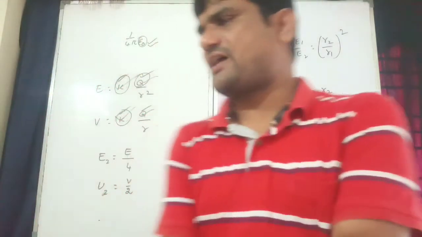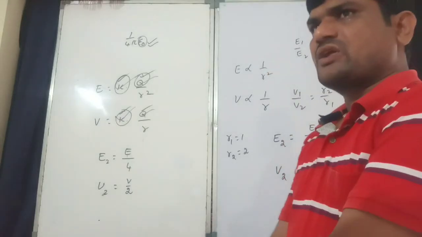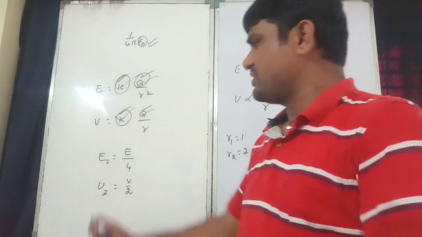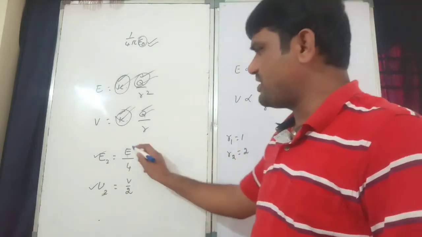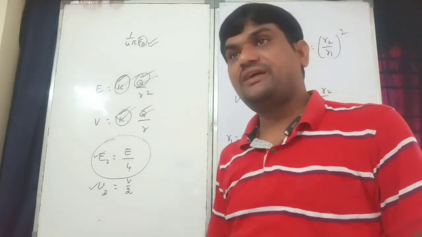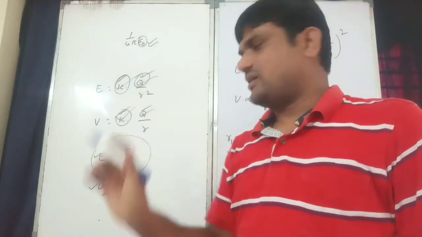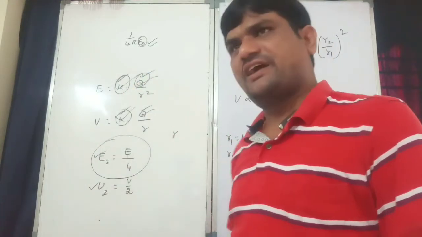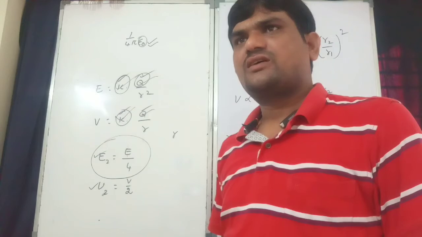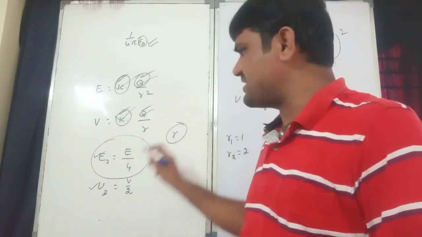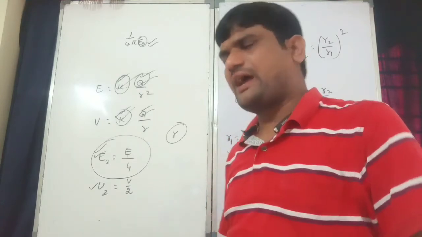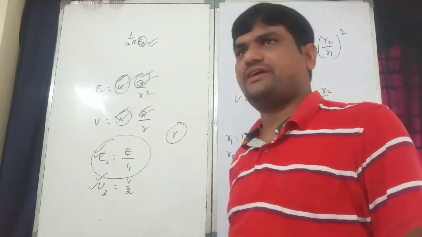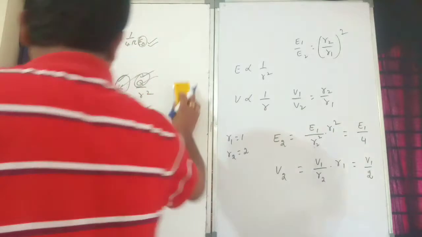Which is having less value, E2 or V2? Obviously E2, right? That means if I take the same distance R, E can be reduced more times comparatively to V2.